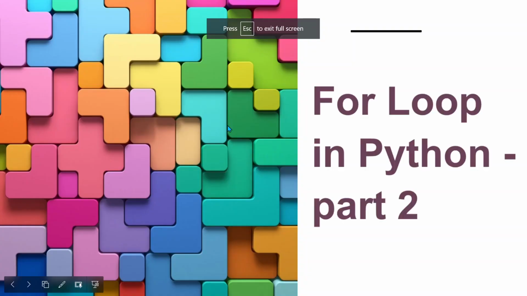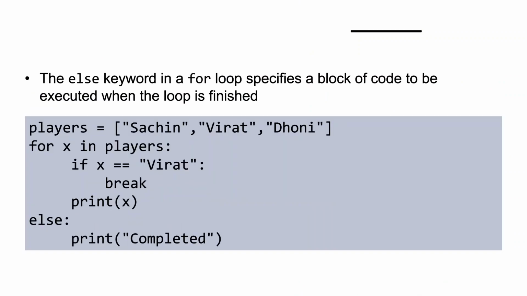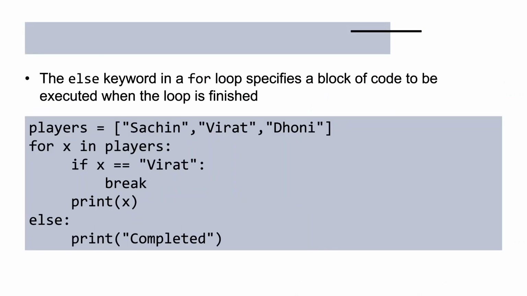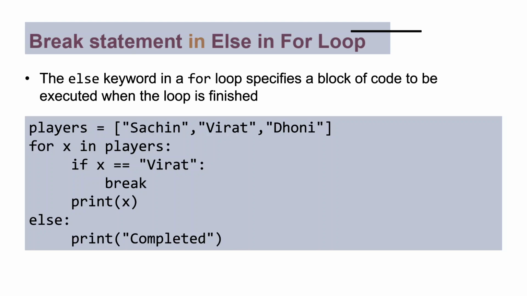All right. So continuing with the next topic, let's see how to use break with else in a for loop. In our previous video I spoke about how to work with else in a for loop. In case you have any queries, I would suggest you look at that video. Here I'm just adding a single condition: how to use a break statement. So what happens when you use a break statement? Will the else condition work?